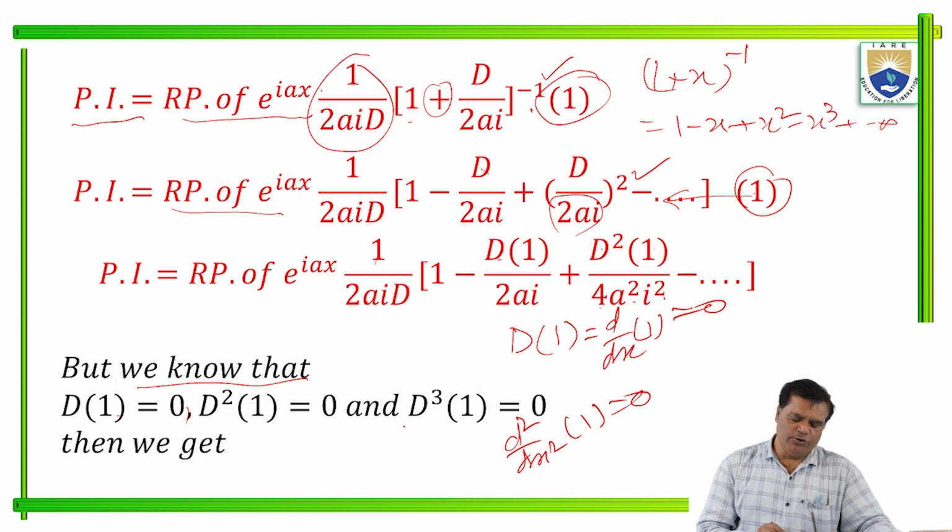And similarly D cube is 0. So all derivatives vanish, this one and this one. This series goes up to infinity, so all derivatives are 0. Then we get only the first term here.